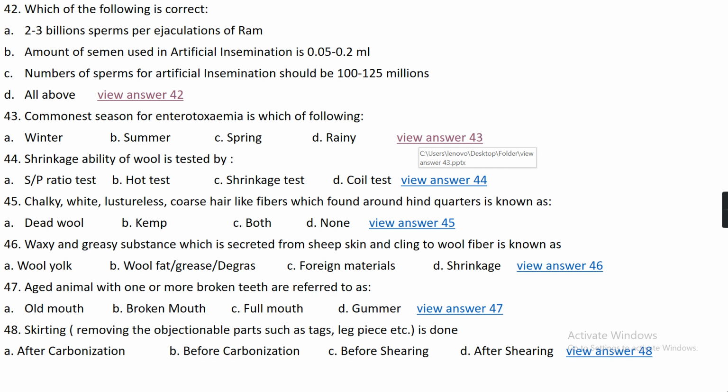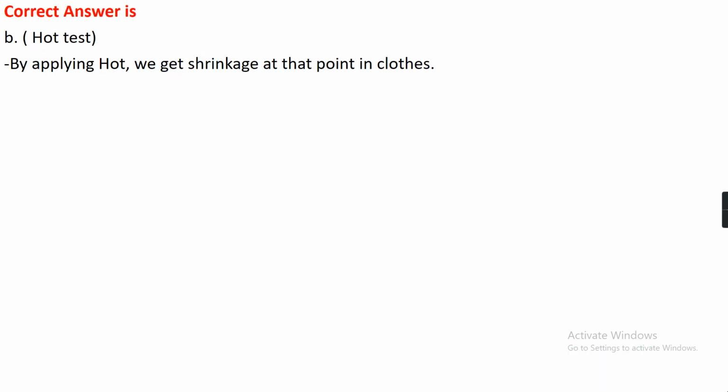Question number 44. Shrinkage ability of wool is tested by option A, S by P ratio test, option B, hot test, option C, shrinkage test, or option D, cold test. The right answer is option B, that is hot test. By applying heat, we get shrinkage at the point in clothes. Okay.